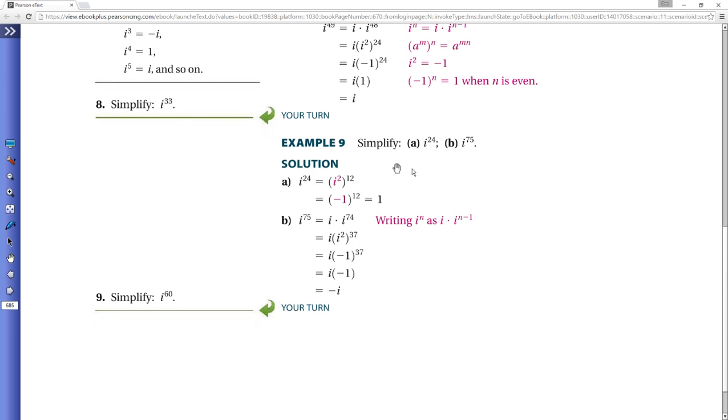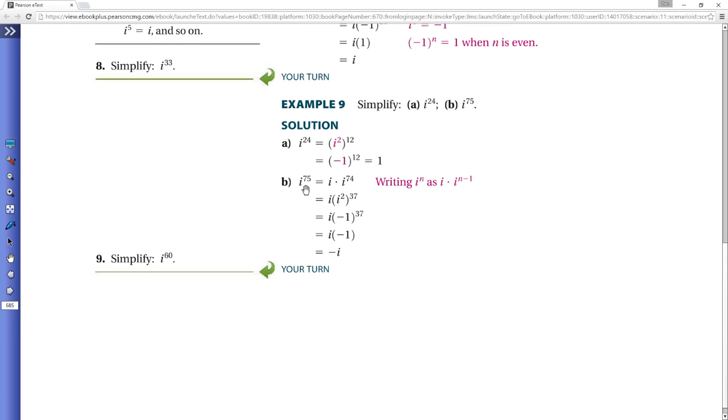Let's look at example 9, part A. I have i to the 24th power, which is i to the 2nd power to the 12th power. I get -1 for i squared, and it's even, so I get a +1. In this one, I have an odd exponent, so I have to take an i out. I need this to get even so I can get a relationship with my negative 1, which is i squared.